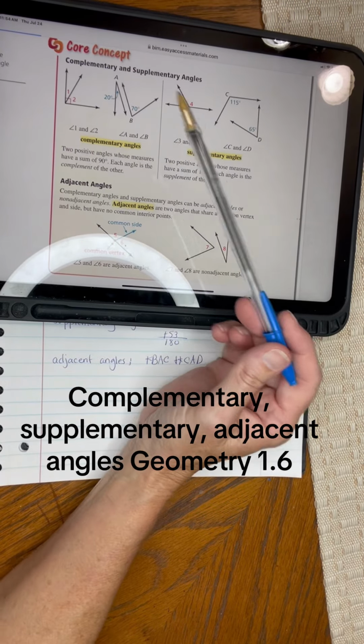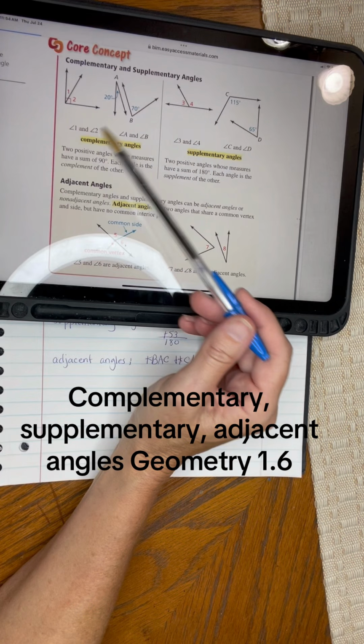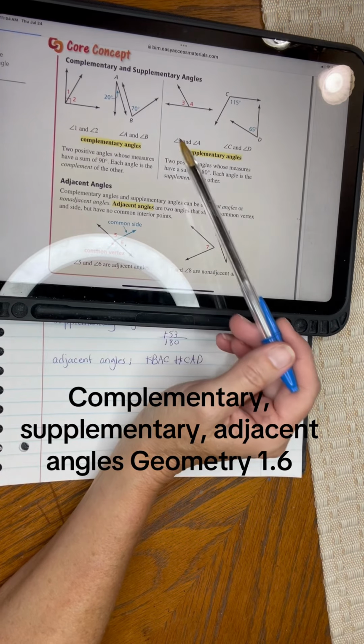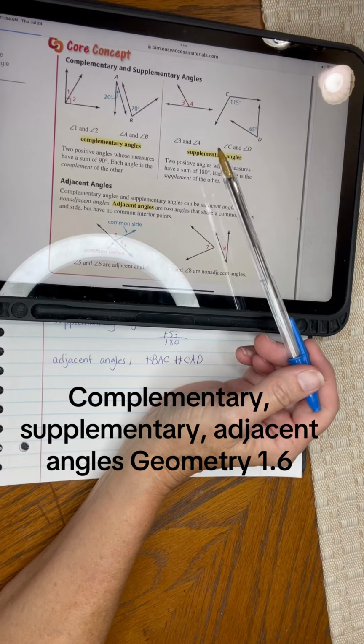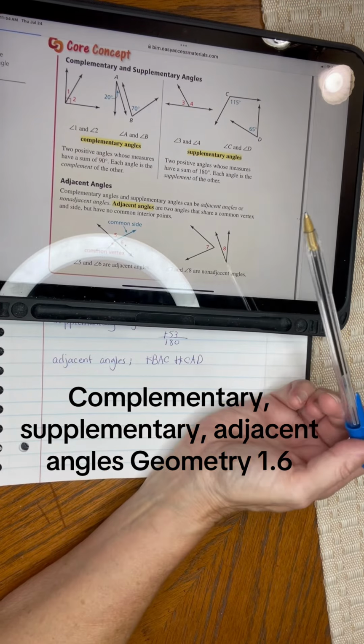I think of complementary as C and supplementary as S. C comes before S in the alphabet. 90 is smaller than 180, and that might help you to remember which one goes with which number.